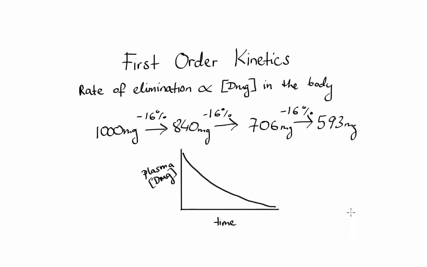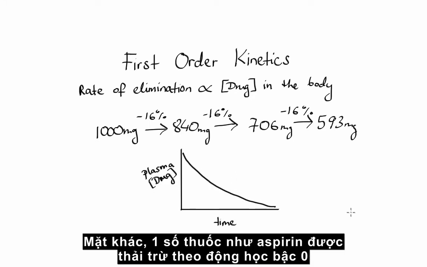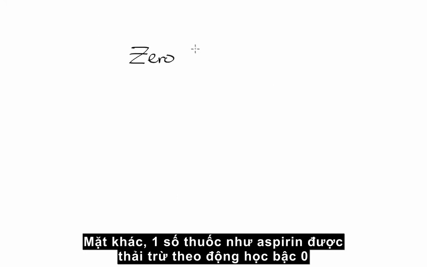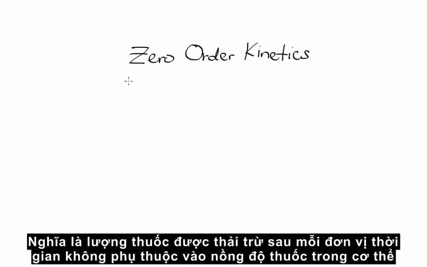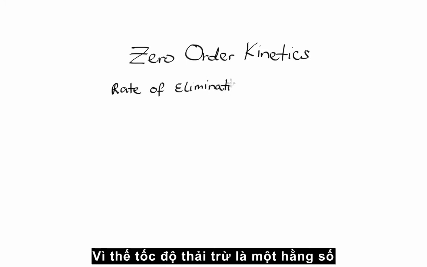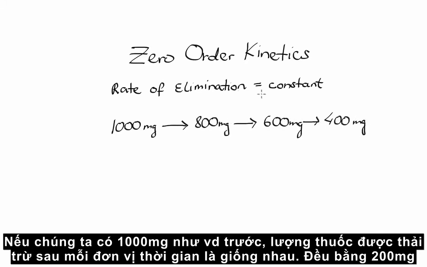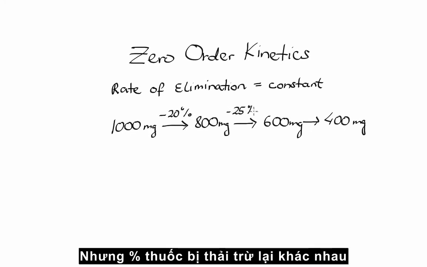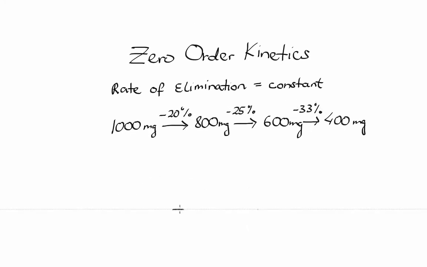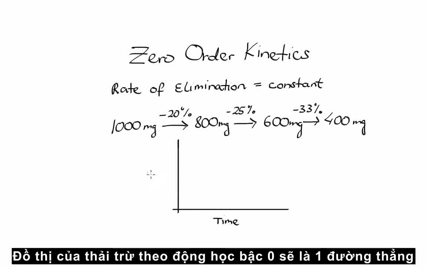Now there are a few drugs such as aspirin that are eliminated by zero-order kinetics, which means that the amount of drug eliminated is independent of drug concentration in the body, so the rate of elimination is constant. And if we were to take 1000 mg again as an example, this time the amount of drug eliminated is the same per each time period, which is 200 mg, but the fraction, the percentage, is different. And if we were to graph it, the zero-order elimination would produce a straight line.